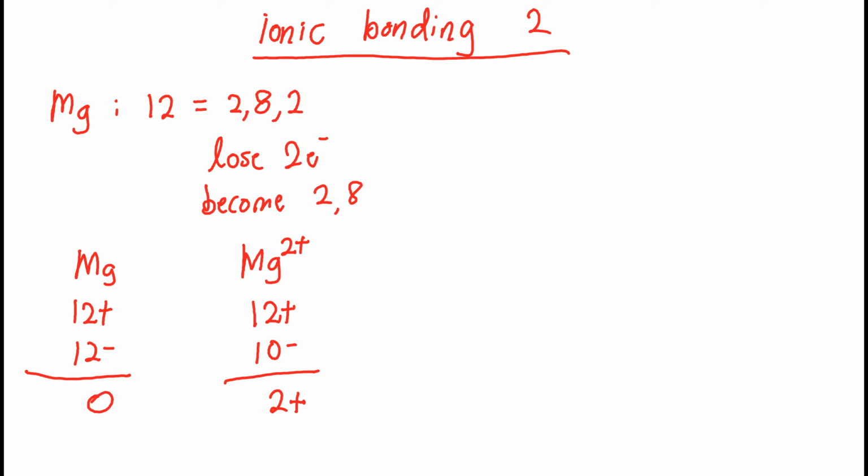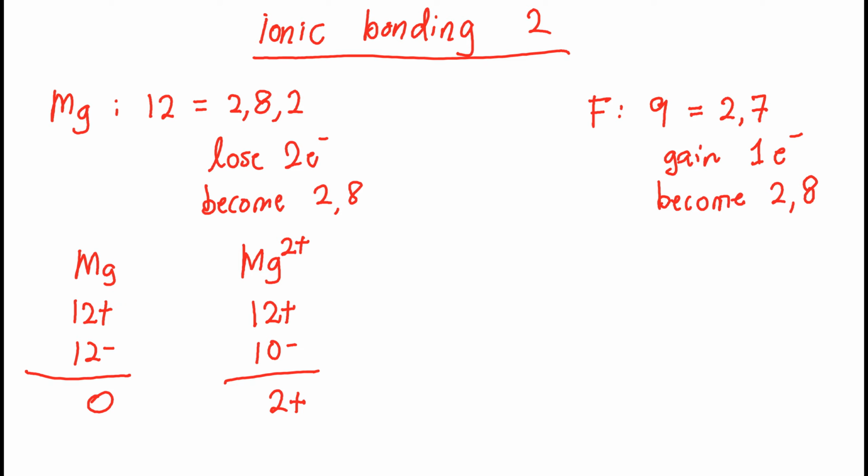Let's say on the other side, we have fluorine. Fluorine has an atomic number of 9, which gives you the electronic structure of 2, 7. So fluorine is also not noble, not stable. To become noble, to become stable, fluorine has to gain one more electron to become the noble state of 2, 8 as well.